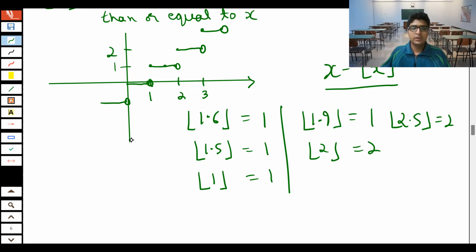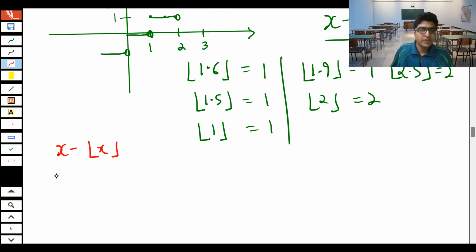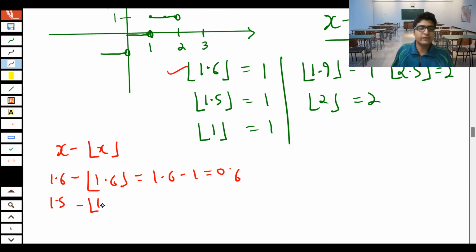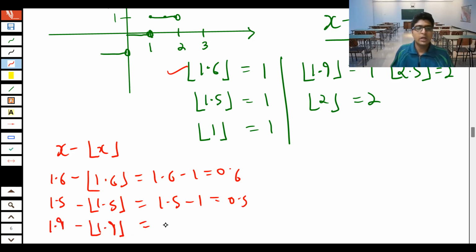Okay, so what will be x minus the greatest integer function of x? Let's quickly check that. Let me check at 1.6. At 1.6, the greatest integer function takes value 1 and I will get 0.6. What about 1.5? At 1.5, it will be 1.5 minus 1, which is equal to 0.5. What about 1.9? It will be 1.9 minus 1, which is equal to 0.9. Okay, so now let's check the graphs.